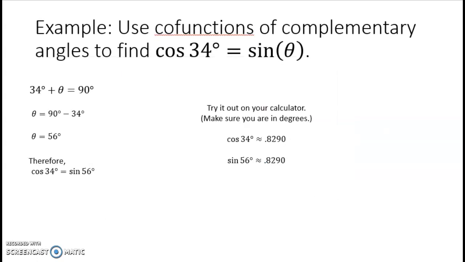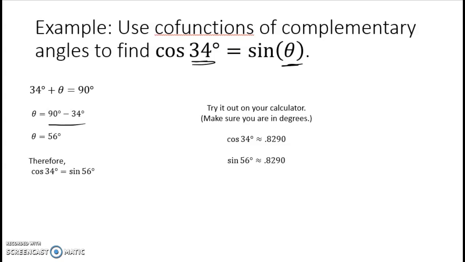Now if we look at this one right here, use cofunctions of complementary angles to find cosine of 34 is equal to sine of what? Well, we know that this plus this has got to equal 90, so that's why we set it up like this. I'm trying to find theta, so I subtract 34 from both sides like you do here, and you get theta is supposed to be 56. Therefore, cosine of 34 is equal to sine of 56.